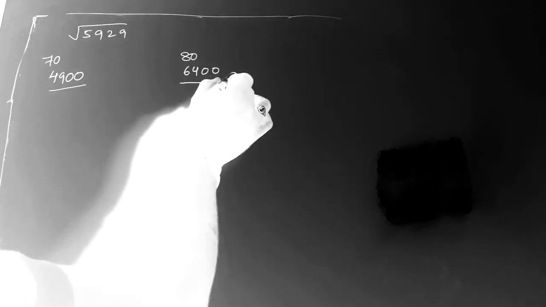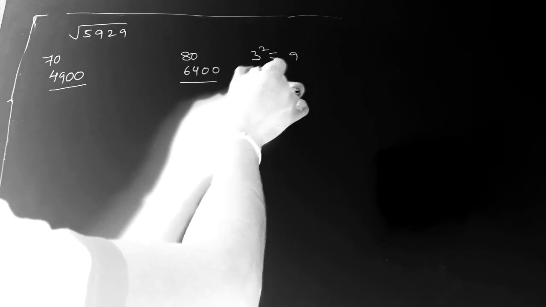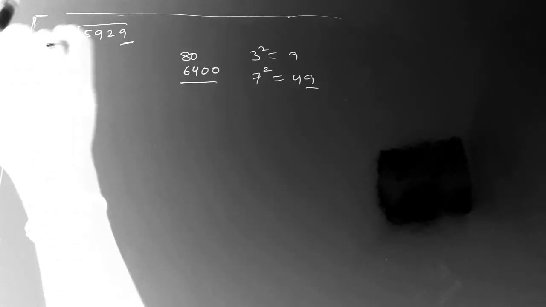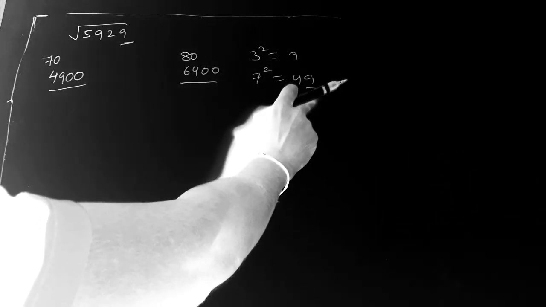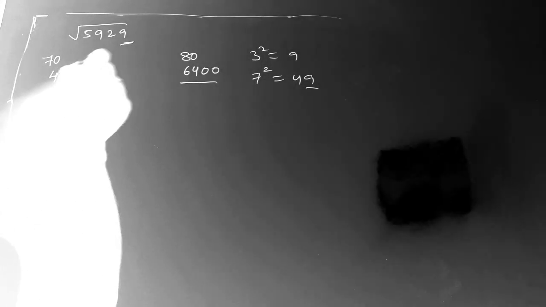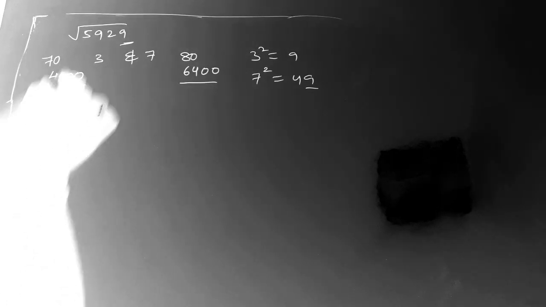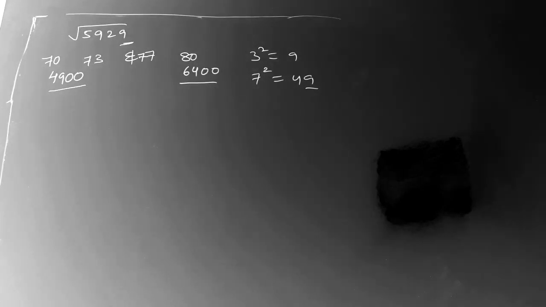So it may be, it is ending with 9, means 3 square ends with 9 and 7 square ends with 9. Okay, ending digit you see. 3 square always ends with 9, 7 square always ends with 9. So it may be 3 and 7. Okay, so 73 or 77. So how to decide that it is 73 or 77?